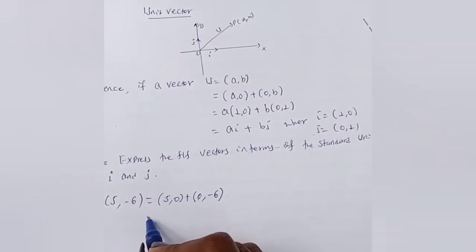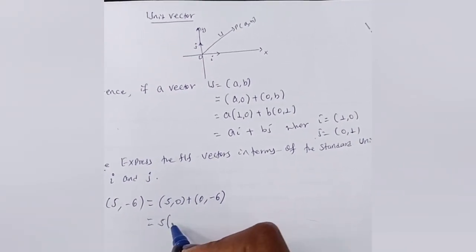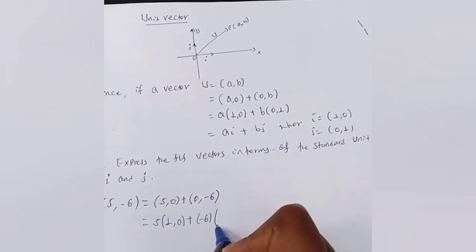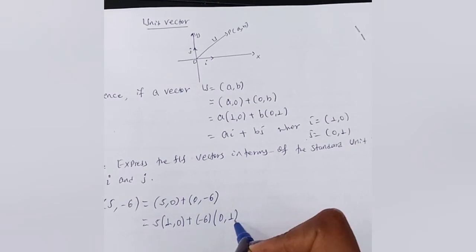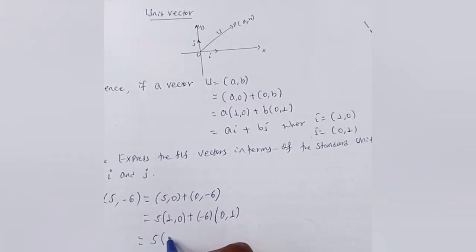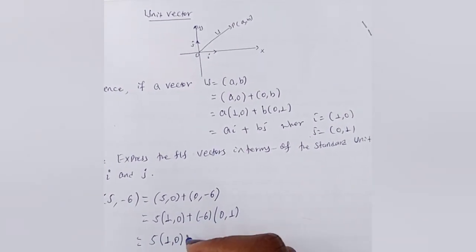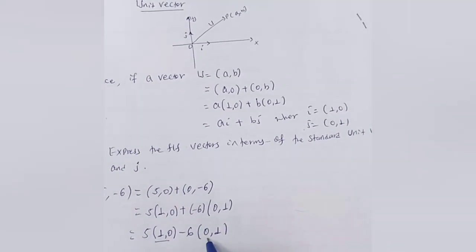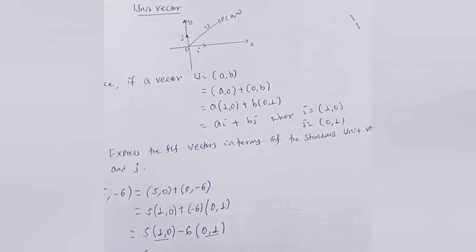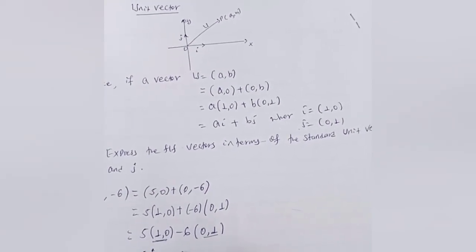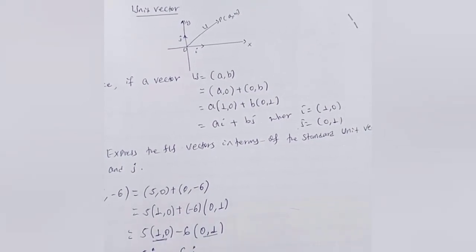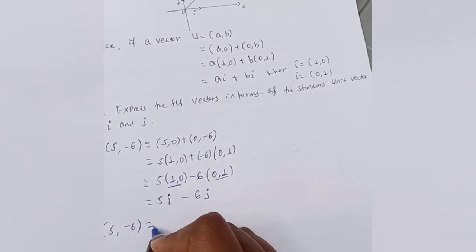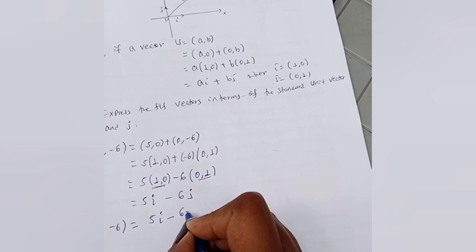Again from this let's write this, take out 5 as a common factor, so we have 5 times 1 comma 0 plus, again let's take out minus 6 here, then what we have is 0 comma 1. This also, 5 times 1 comma 0, we have the product of these two, positive and negative itself. We know that this 1 comma 0 and 0 comma 1 are unit vectors, and 1 comma 0 represents i, and 0 comma 1 represents j. So here 5 comma minus 6 written in the standard unit vector form is 5i minus 6j.